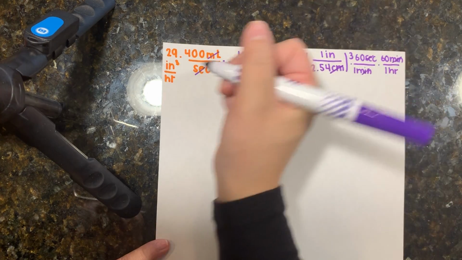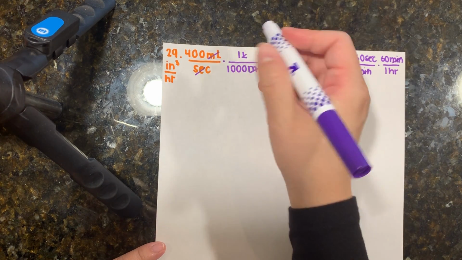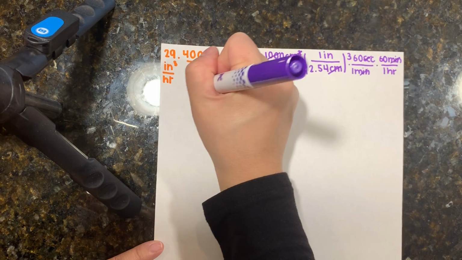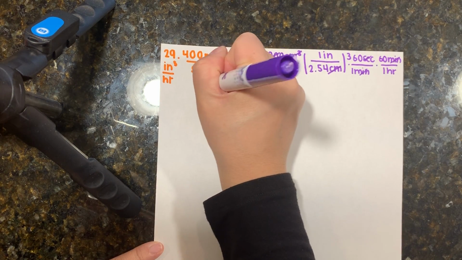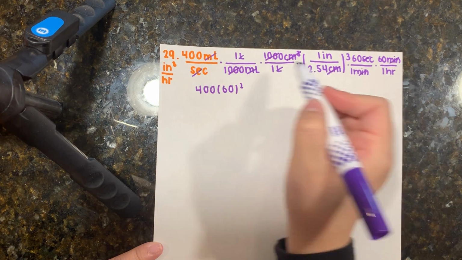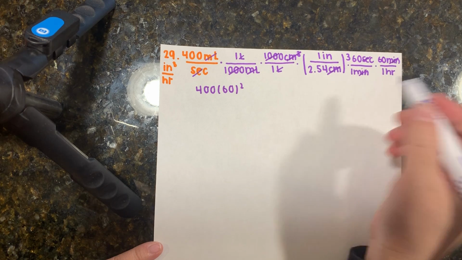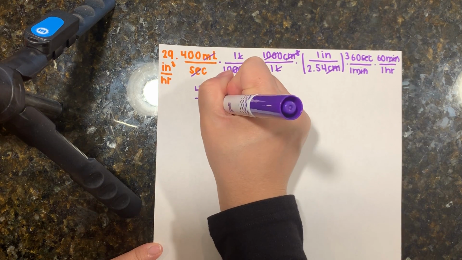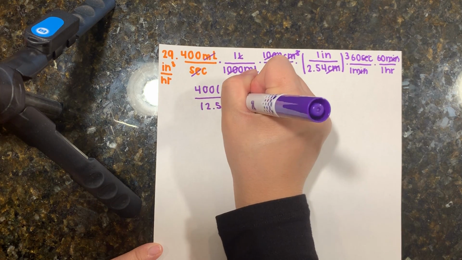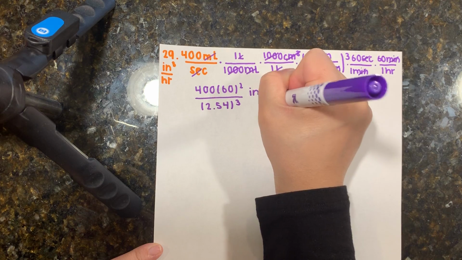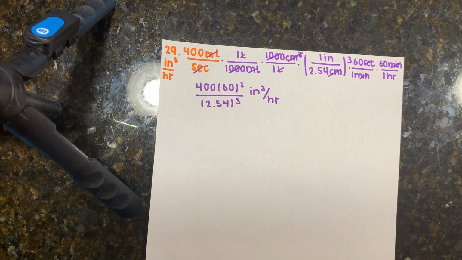So my answer is going to be, well, you should see that the thousands also cancel. So you're left with 400 times 60 squared. So 400, 60, 60 over 2.54. And don't forget that 2.54 is cubed. And that would be inches cubed over hours.